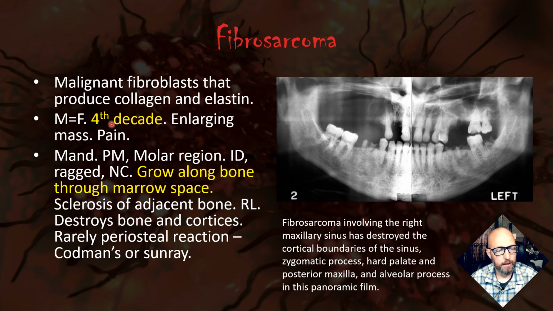Fibrosarcoma peaks a little bit younger compared to your carcinomas, your squamous cell carcinoma. So it peaks in the 4th decade, meaning in the 30s, if you didn't get that. An enlarging mass can cause pain, as you would expect with malignancy. Typically what I do on these slides is highlight in yellow text things that stand out from your typical malignancy. So we went through signs of typical malignancy, and we already said pain, paresthesia, that's common with malignancy. And so yellow is things that I think are more specific to whatever lesion we're looking at the moment. So growing along the bone and through the marrow space.